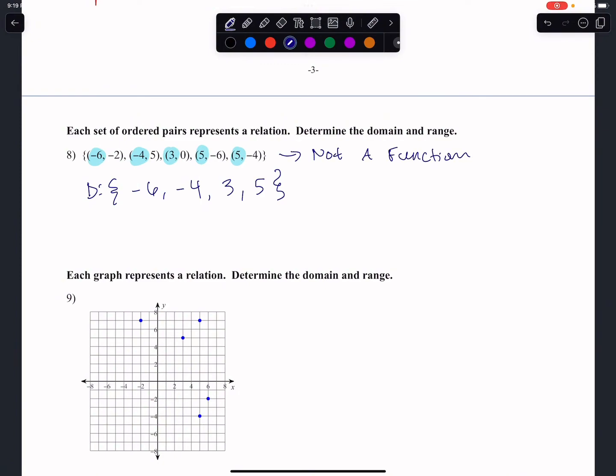How do you know this is not a function? Because the 5s repeat. That's no good. And if you're wondering, but what about when the y's repeat? That doesn't even matter. We're only concerned with the x's.